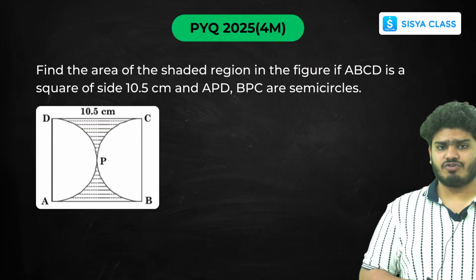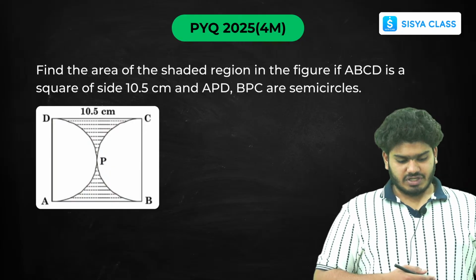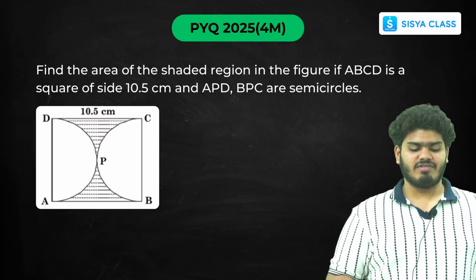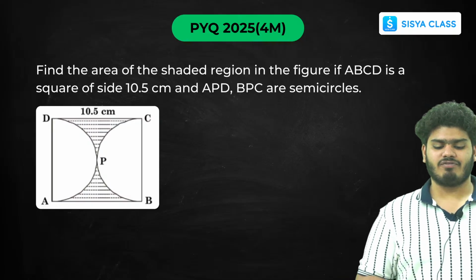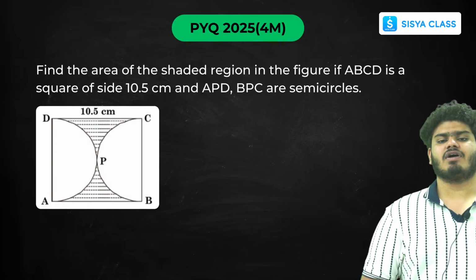So this type of question is asked most of the times. Here you can clearly see. So reading the question: find the area of this shaded region in a figure if ABCD is a square of side 10.5 centimeter and APD and BPC are semicircles, he says.